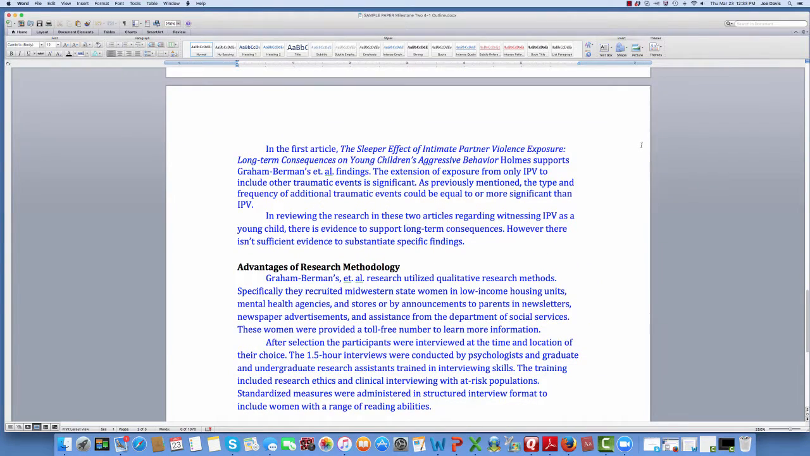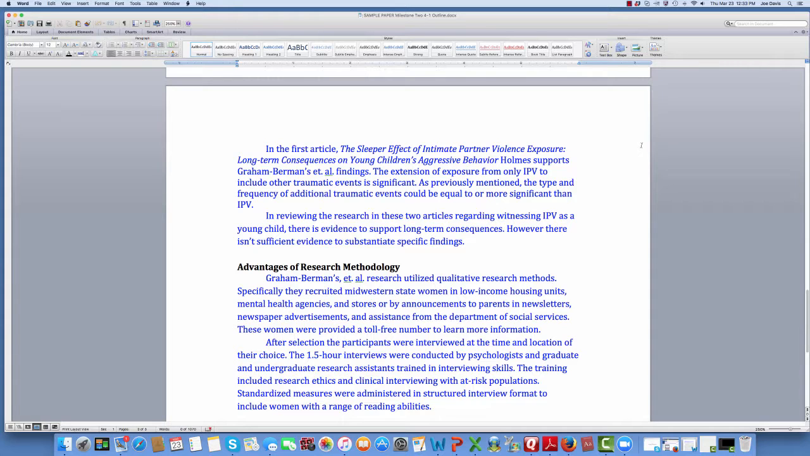In the first article, The Sleeper Effects of Intimate Partner Violence Exposure, Long-Term Consequences on Young Children's Aggressive Behavior, Holmes supported Graham Berman's findings. The extension of exposure from only IPV to include other traumatic events is significant. As previously mentioned, the type and frequency of additional traumatic events could be equal to or more significant than IPV.